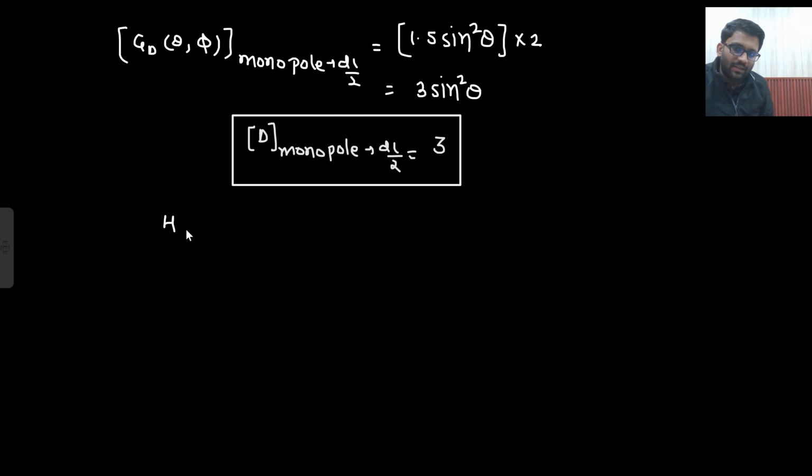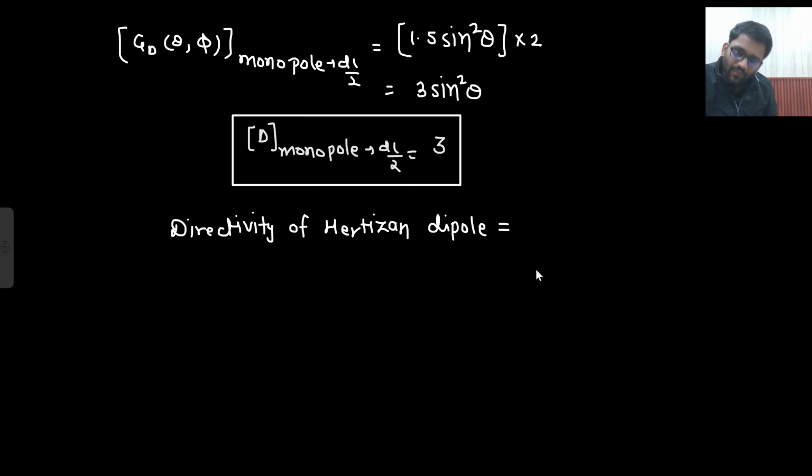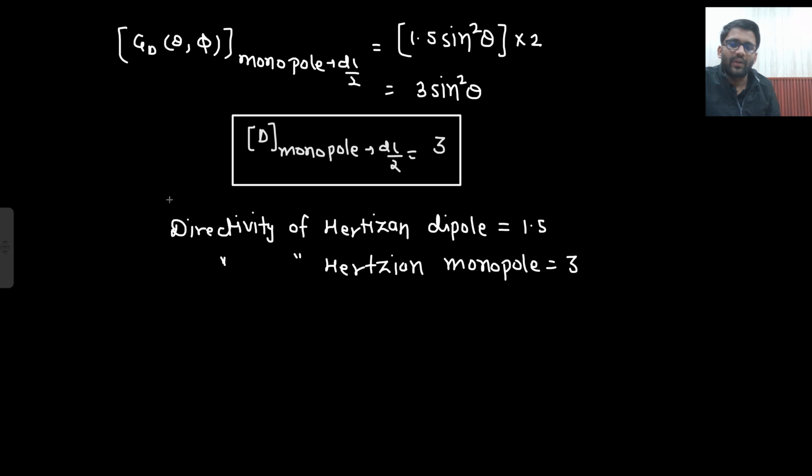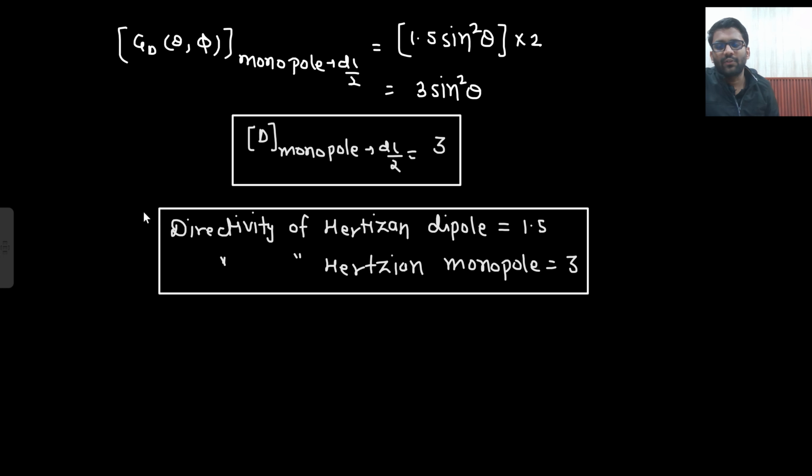So if this question is coming, directivity of Hertzian dipole will be what? Directivity of Hertzian dipole is 1.5, and Hertzian monopole is 3. Say yes or no? Do you agree to this point? Yes. So these kind of questions can also be asked.